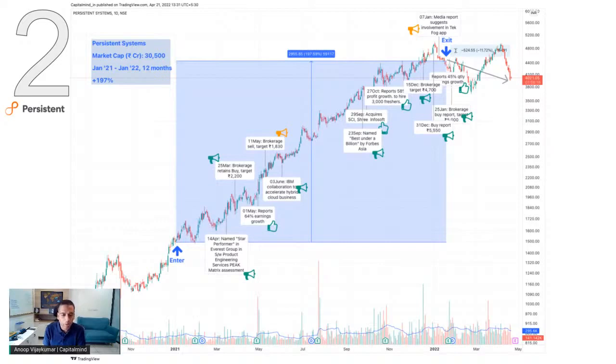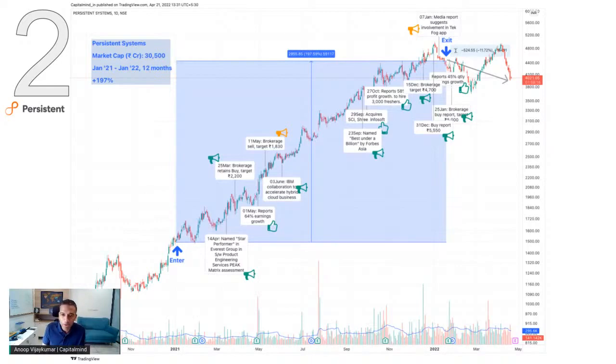There was one brokerage report that came out with a sell on it saying 1830 was the fair value of this stock. The stock didn't seem to mind at all, kept going up. Somewhere in September, it was named best under a billion by Forbes Asia as one of the best upcoming companies. Later in September, it announced it had acquired three companies, which were meant to enhance its go-to-market capabilities.